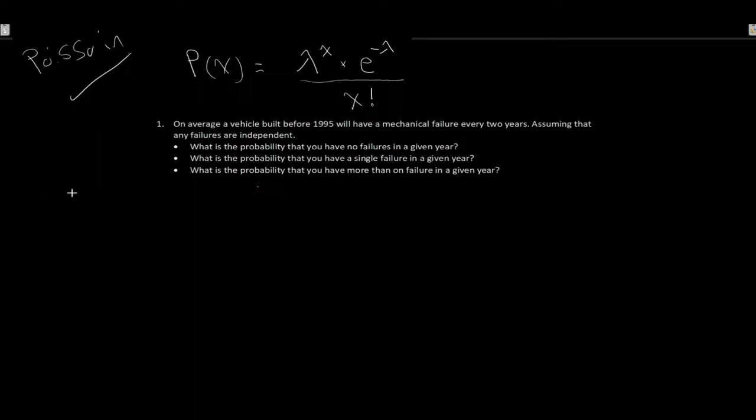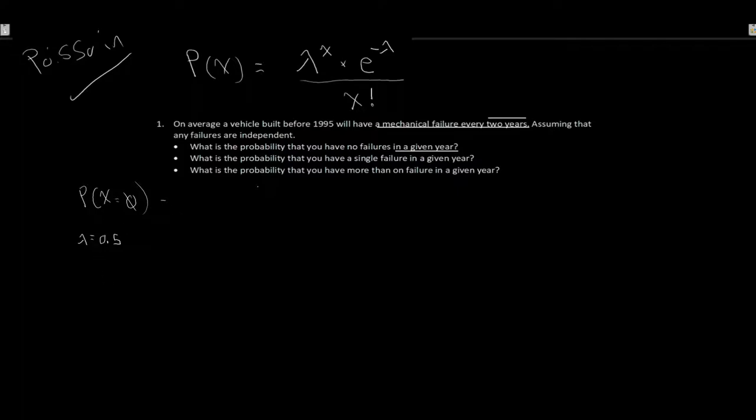So what are we looking for? We are looking for the probability that x equals 0. But here's the big kicker: the probability that we have no failures in a given year. What's our lambda? Our lambda is that we will have a mechanical failure every 2 years. So we have a different unit of measurement between our average rate of occurrence and what we're asking, so we have to keep in mind the proportionality between things. If we have one mechanical failure every 2 years, then over our time frame of interest, we're going to have 0.5 mechanical failures every year. We can work that out.